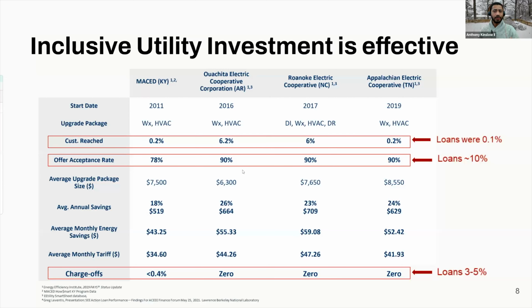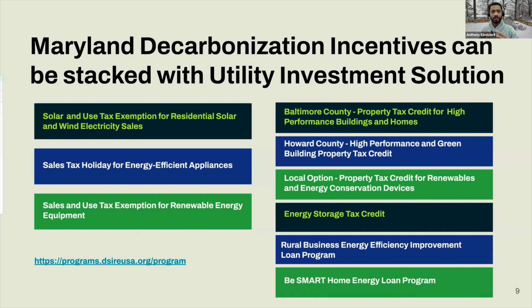And another benefit of that is that some of the existing state incentives of Maryland can be applied and stacked on top of inclusive utility investment. So if the cost of upgrading is $20,000, but the savings will only be $15,000, well, maybe adding some of these credits and incentives on it covers the rest of that deficit, right? So this ability to stack is also an important attribute to it.